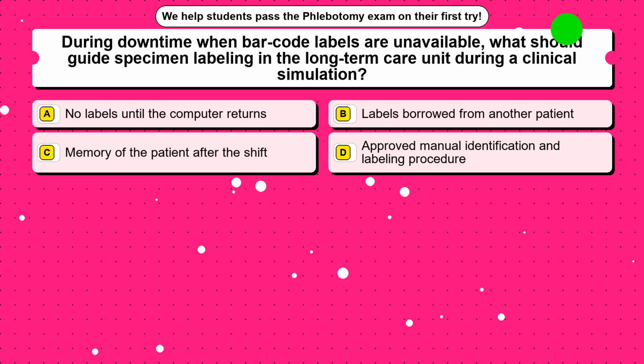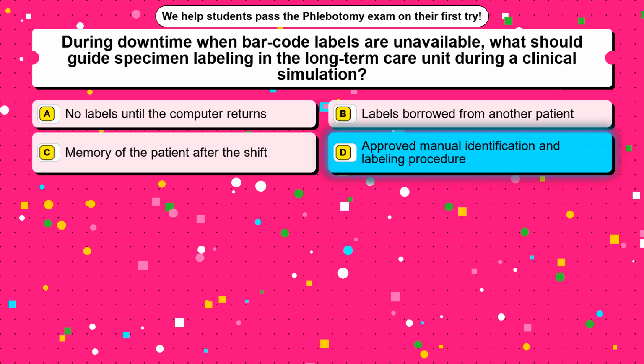Question 95. During downtime when barcode labels are unavailable, what should guide specimen labeling in the long-term care unit during a clinical simulation? Option A. No labels until the computer returns. Option B. Labels borrowed from another patient. Option C. Memory of the patient after the shift. Option D. Approved manual identification and labeling procedure.